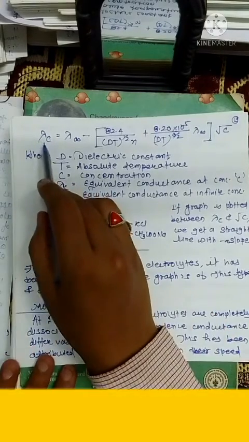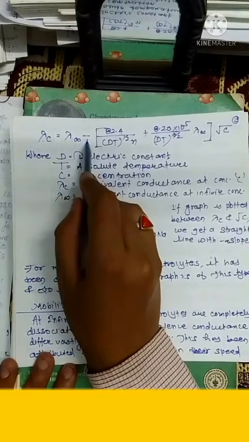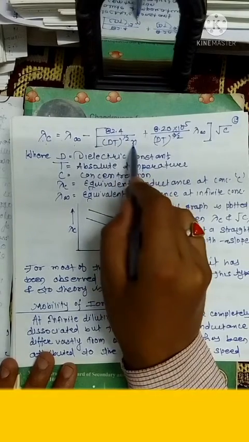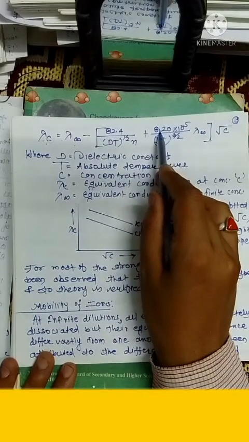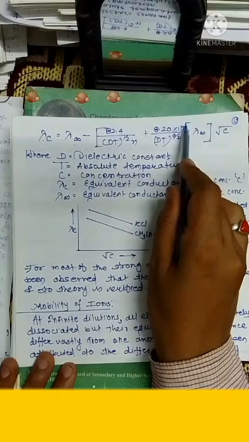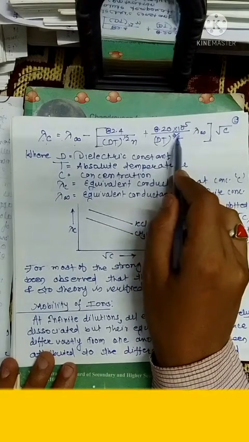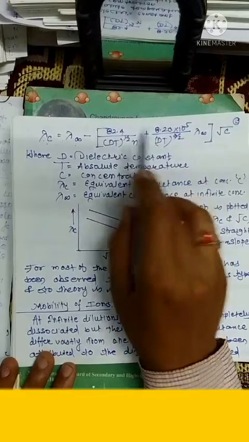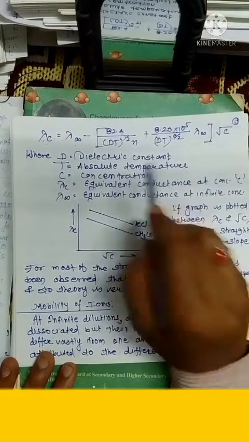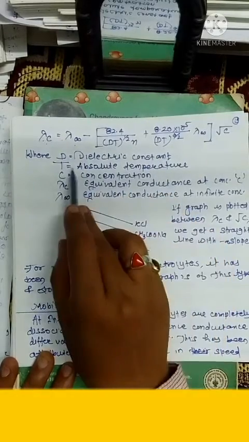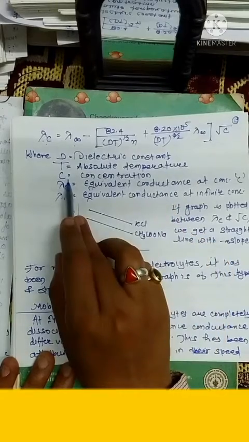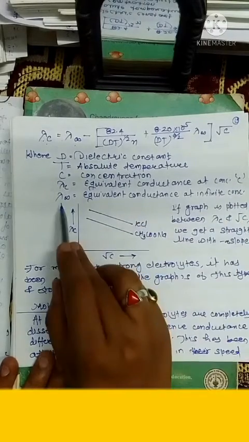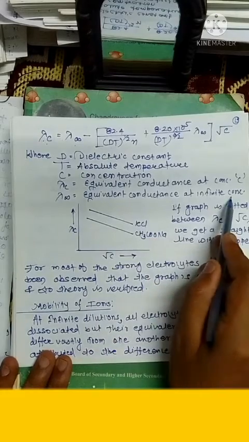So the Debye-Huckel-Onsager equation is lambda c equals lambda infinity minus, into bracket, 82.4 divided by (DT) raised to the power half multiplied by eta, plus 8.20 multiplied by 10 raised to the power 5 divided by (DT) to the power 3 by 2. This whole quantity is multiplied by lambda infinity, and the whole quantity is multiplied by the square root of concentration, where D is the dielectric constant, T is absolute temperature, C is concentration, lambda C is equivalent conductance at concentration C, and lambda infinity is equivalent conductance at infinite dilution.